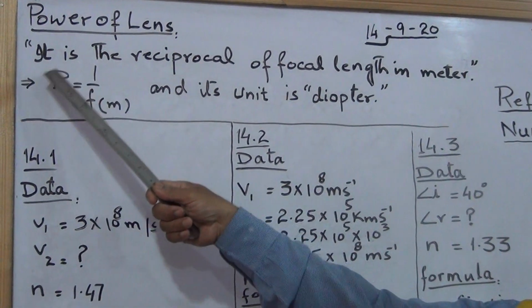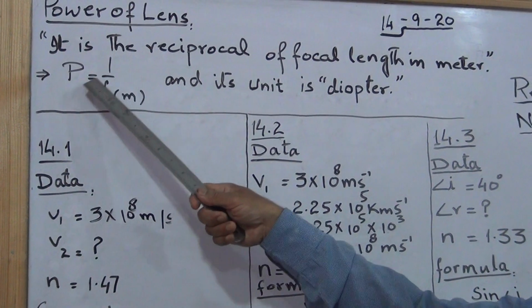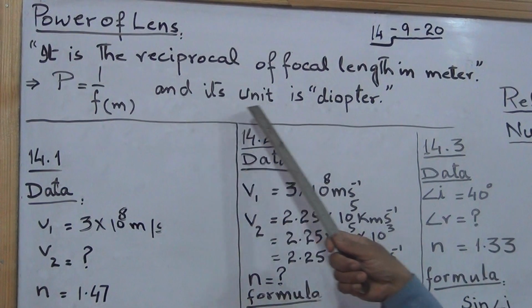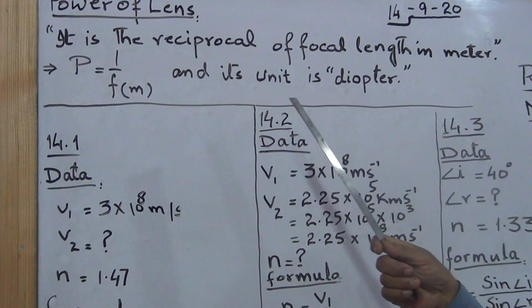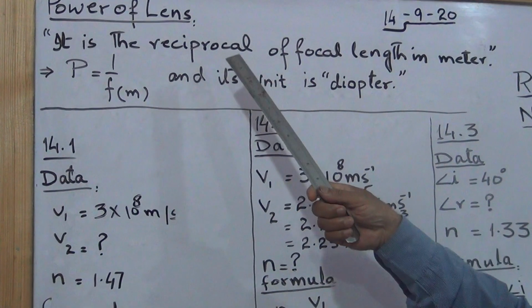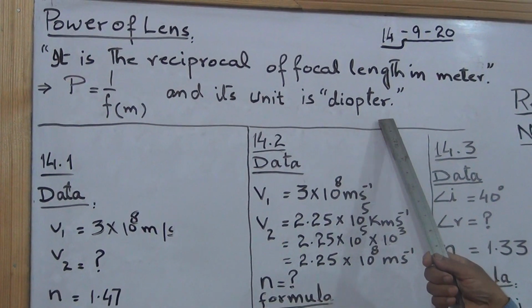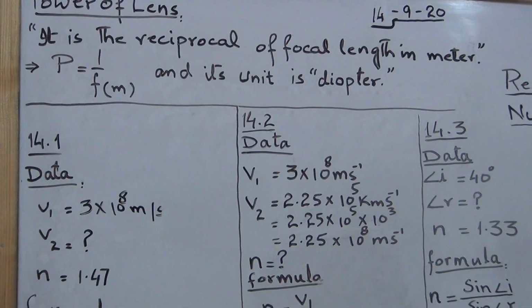We will use this formula: P is equal to 1 upon F, where F means focal length in meter. And its unit is diopter. Otherwise, the unit of power is watt. But here the unit of power of lens is diopter. You have to learn it. Diopter. Now we will start the numericals.